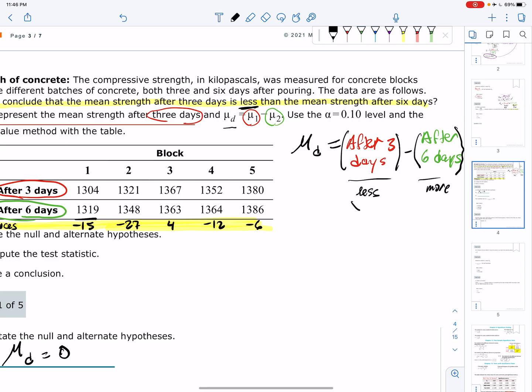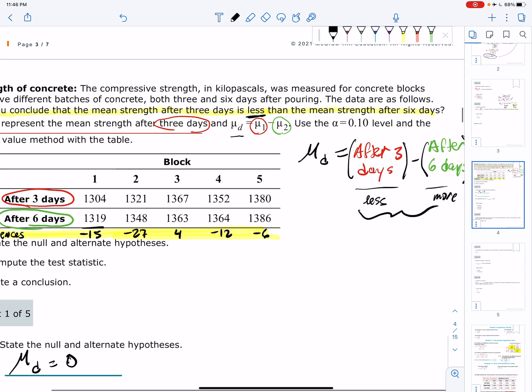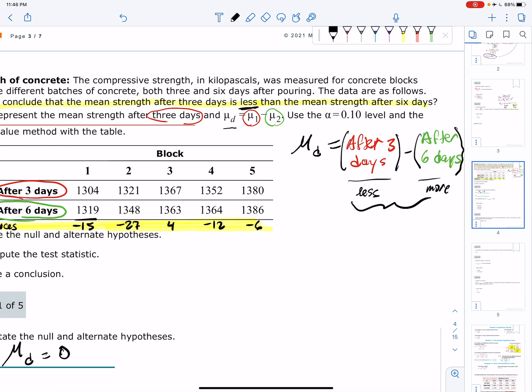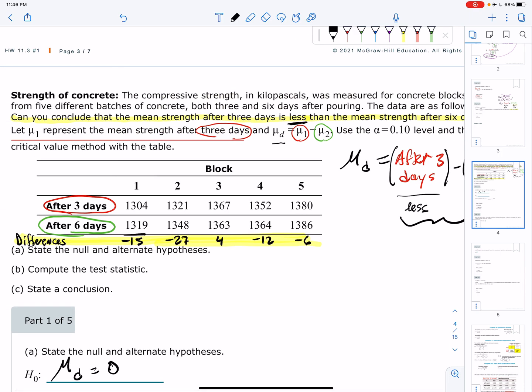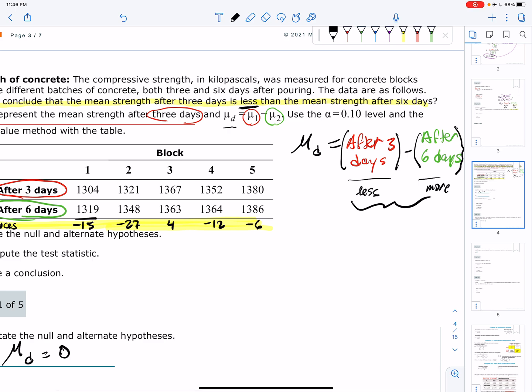What's the outcome when we have that situation? Let me just say that again. I feel like it kind of got off a little bit there. What we're trying to prove here, right here in yellow, is: can you conclude that the mean strength after 3 days is less than the mean strength after 6 days? So this one would be less and this one would be more.